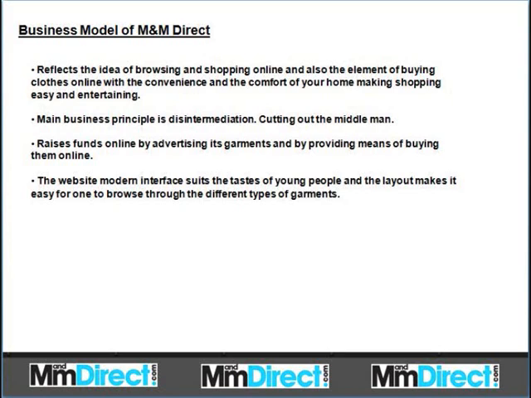The website categorizes its products by gender, age, and taste, and furthermore by type of wear: sports, casual, formal. M&M Direct targets mainly young people, thus the prices are more affordable to this age group, since the garments are offered at an extremely low price. The modern interface of its website suits perfectly the tastes of young people, and the layout makes it easy for one to browse through different types of garments.